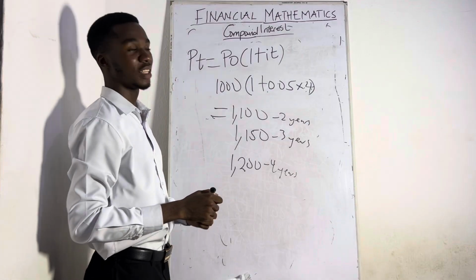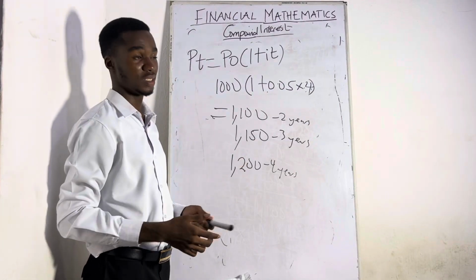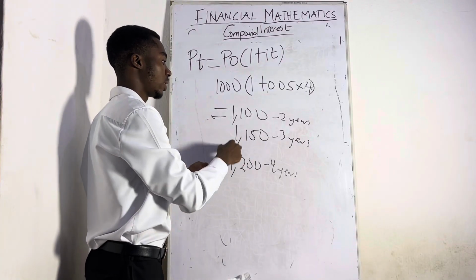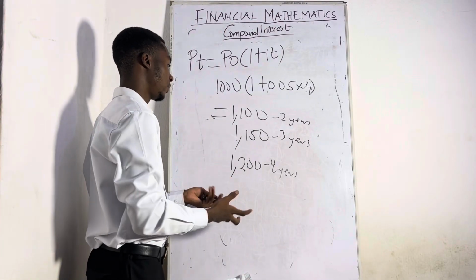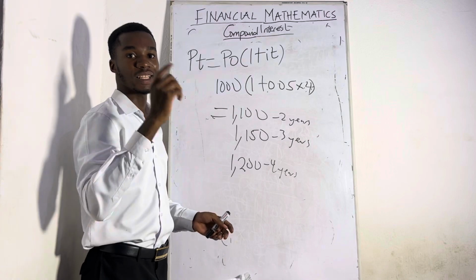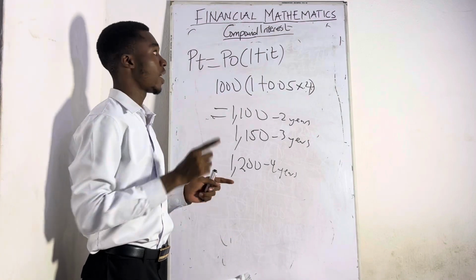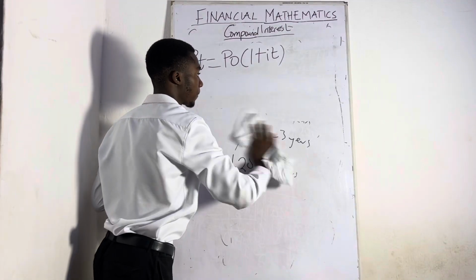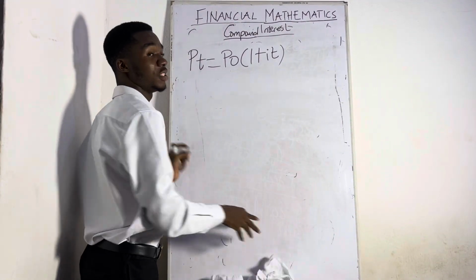So what did you realize? You realize that every year we are just getting 50 cedis. 2 years' time, you got 1,100. 3 years' time, you add 50, you got 1,150. 4 years' time, you add 50, you got 1,200. So you realize that the interest is always the same. But when it comes to compound interest, each and every year, the interest keeps increasing.